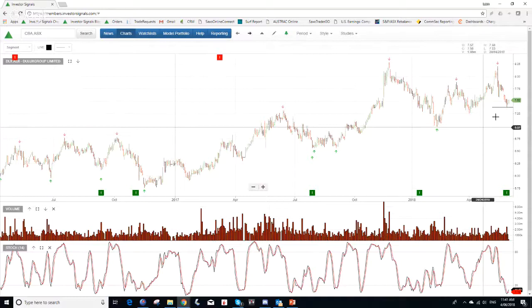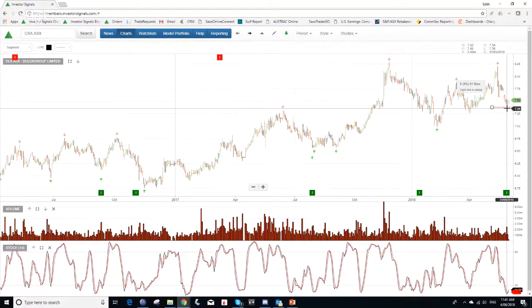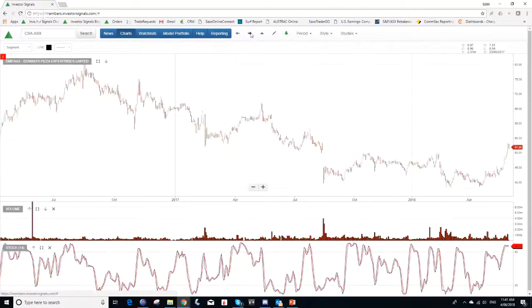Dulux Group, worth just keeping an eye on this one. It continues to make higher highs and higher lows. So you can see there I've drawn a support line under 735.